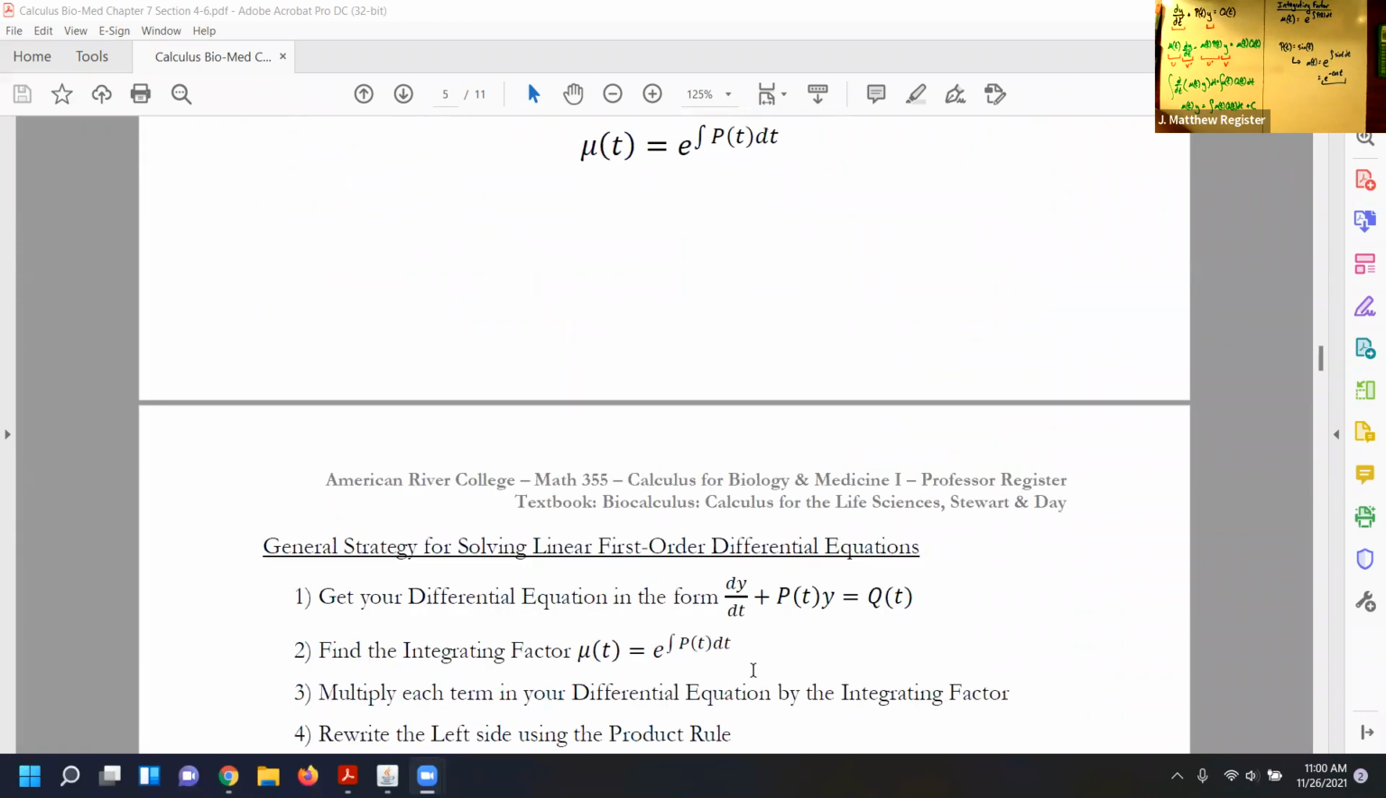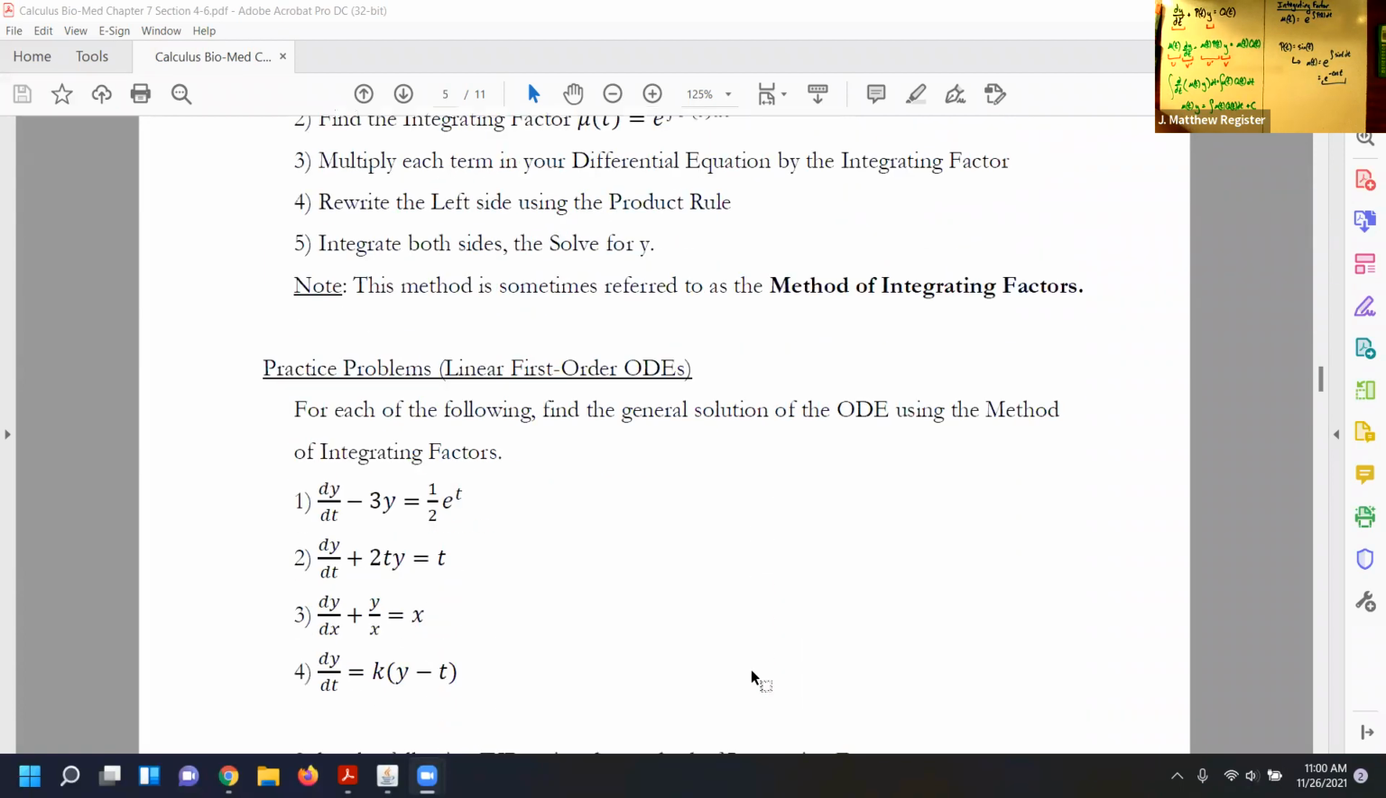Let's try an example and see if we can figure this out. Oh, this looks like a good one to start with. Let's do number 1. So number 1 is dy dt minus 3y is equal to 1/2 e to the t.